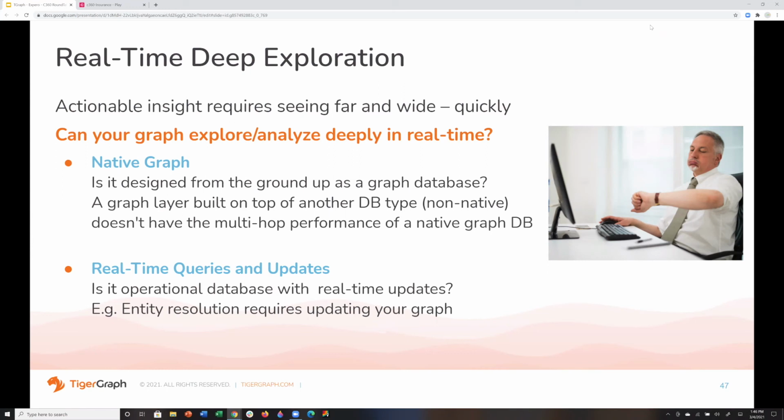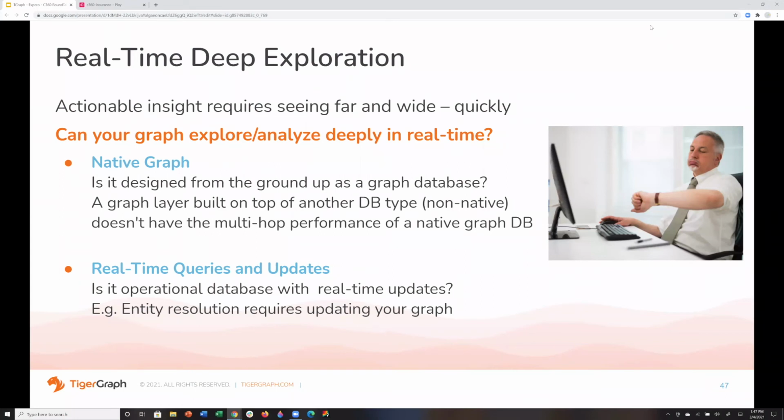And secondly, you want to make sure that it offers real-time querying and updates. Is it an operational database? Because a lot of those analytics, you may think analytics is read-only, but first you may have real-time. If you're trying to do real-time recommendations for say a website, you're trying to follow along as the customer is exploring your website and give them new recommendations based on what they're doing.